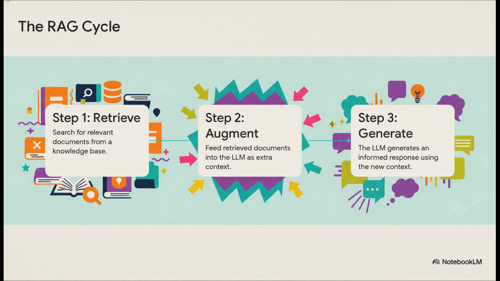First up, retrieve. The system acts like a hyper-fast research assistant, zipping through your knowledge base to find the most relevant snippets. Second, augment. It takes those snippets and injects them directly into the prompt. This is the key step. It's like giving the LLM an open book test with all the answers sitting right there. And finally, generate. The LLM crafts its response, but now it's grounded in the precise factual context you just gave it.